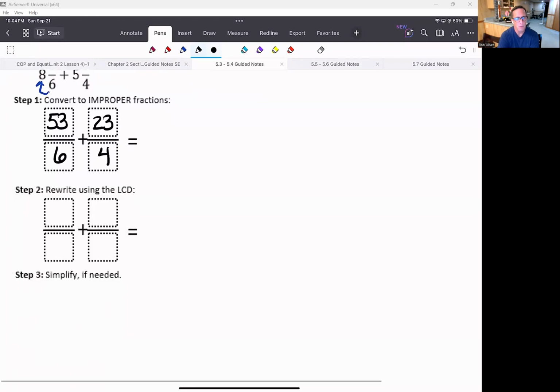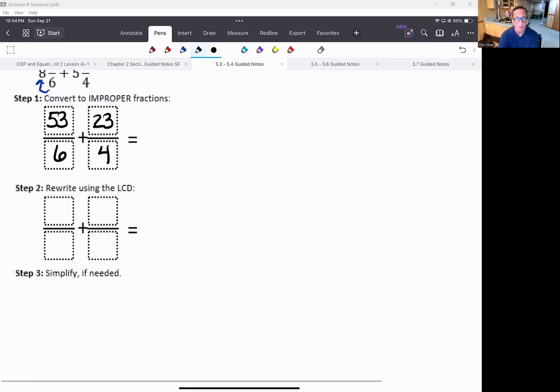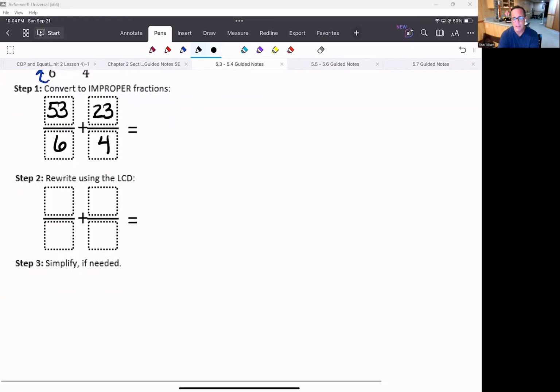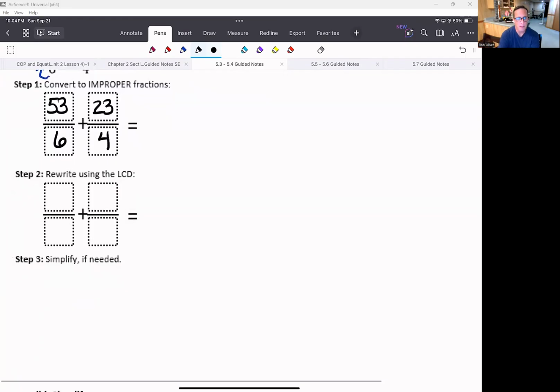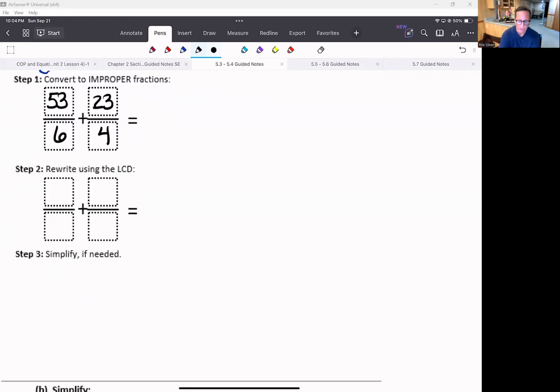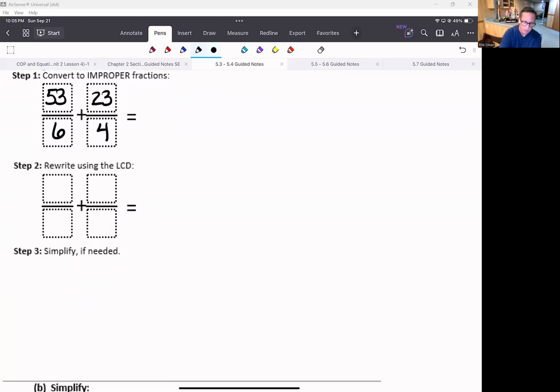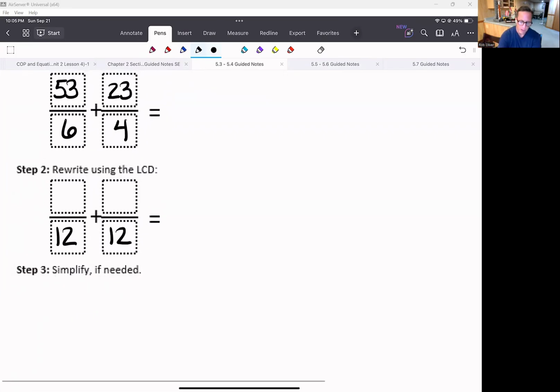Now we have two fractions with unlike denominators. So now what we have to do is get them to have the same denominator. So we need an LCD. Now the LCD of 6 and 4 is 12. I mean, you could use 24, but 24 is not the lowest common denominator. It's just a common multiple, or a common denominator.